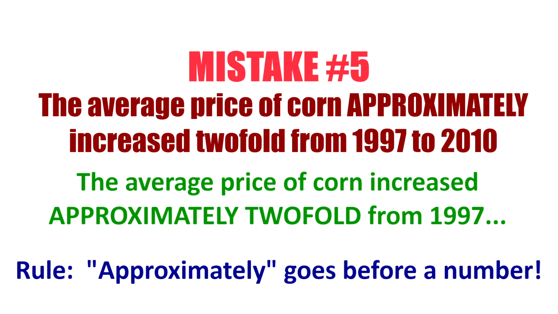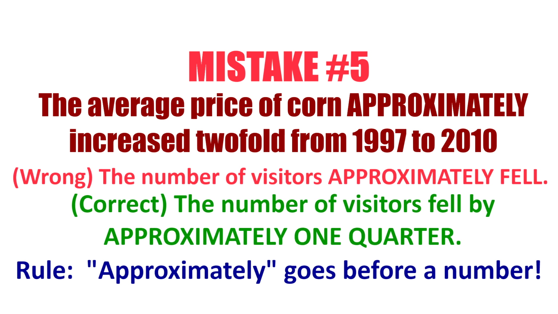Now, if it's 3 times, you can say increased threefold. If it's 4 times, you can say fourfold. So, let's look at one more example. The number of visitors approximately fell. Wrong, because approximately is not before a number. The number of visitors fell by approximately 1/4. This is correct.